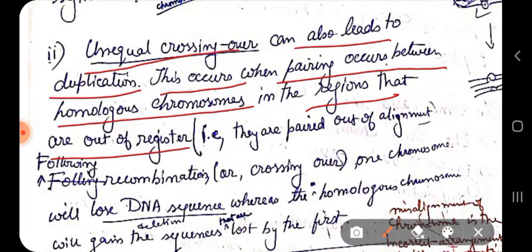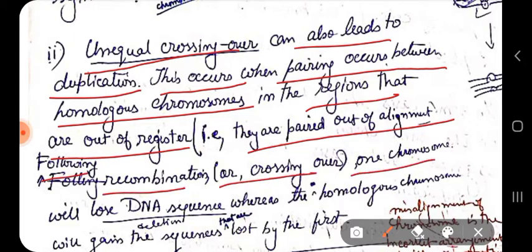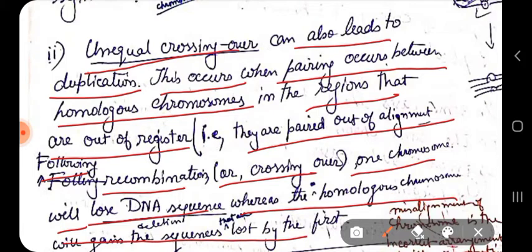That means they paired out of their alignment, and thus after crossing over they will follow the recombination. One chromosome will lose the DNA sequence, whereas the homologous chromosome will gain the sequence which was lost by the first chromosome from that homologous pair.